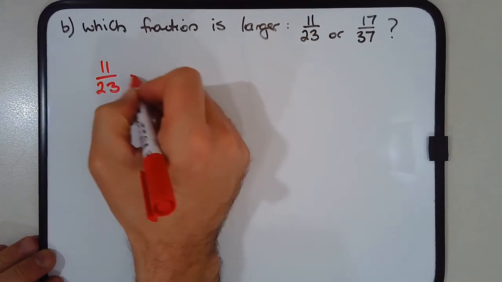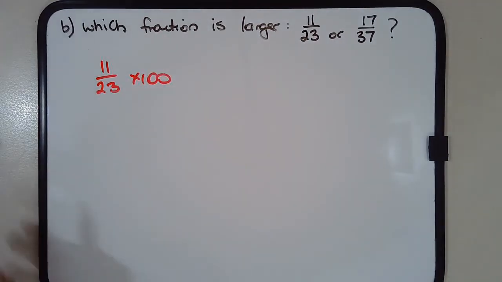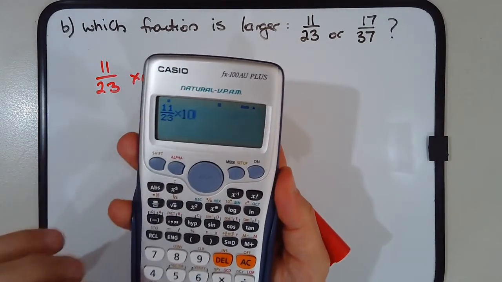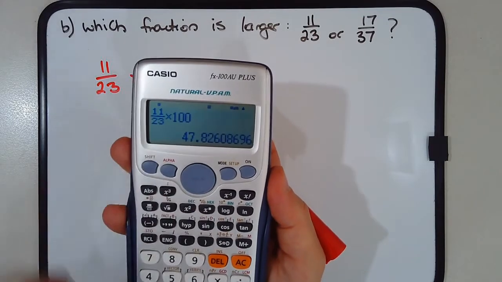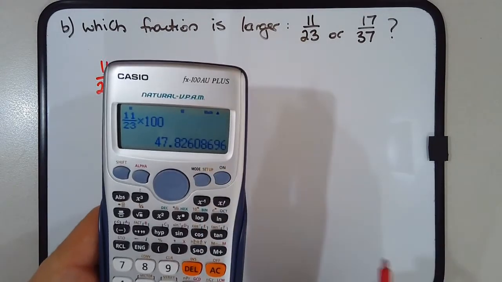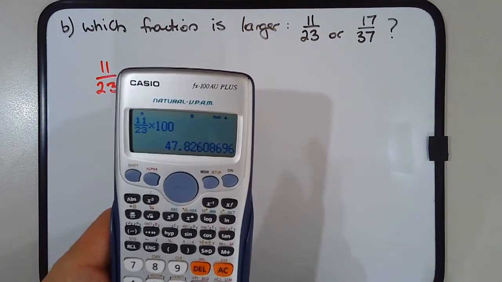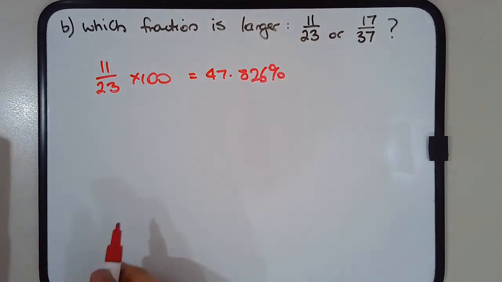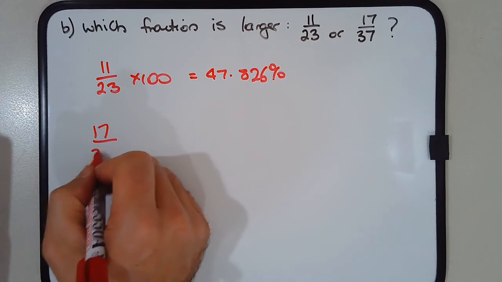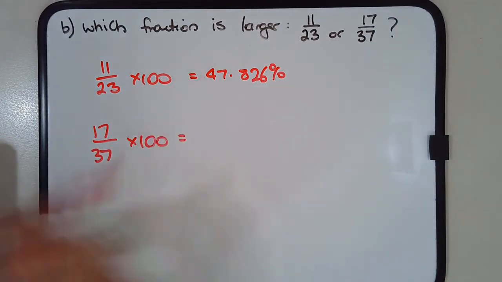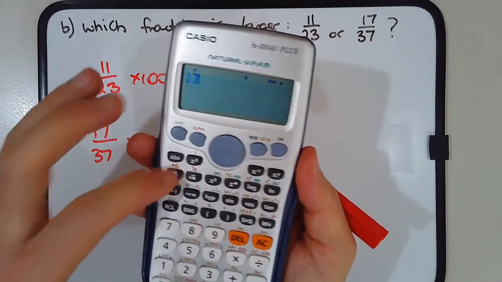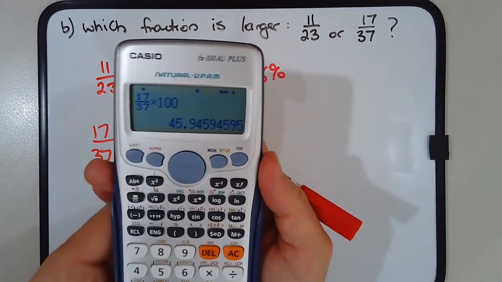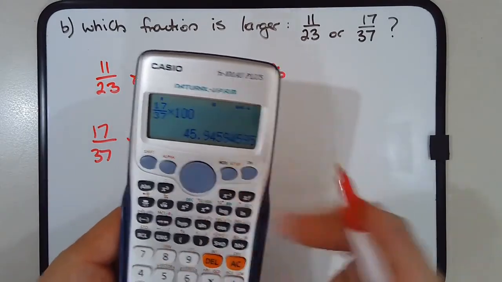So 11 on 23, if you multiply that by 100, and we'll round it to maybe 2 decimal places. Actually, we'll use 3 decimal places. Multiply that by 100, press the SD button, and we get 47.826%. What about 17 on 37? Multiply that by 100, press the SD button, and we get 45.946%.